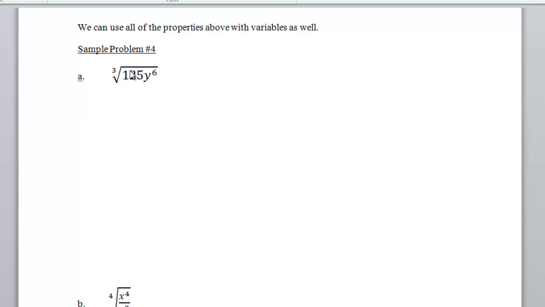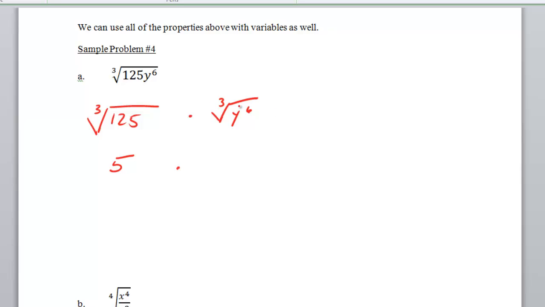So if we look at sample problem number 4, part A, we have both numerics and variables in there. And the easiest thing to do initially is just to break these apart as many ways as we can. So I'm going to start by breaking up the numerical values from the actual variables. So I'm going to have the cubed root of 125 times the cubed root of y to the sixth. Now the cubed root of 125 is just simply 5.